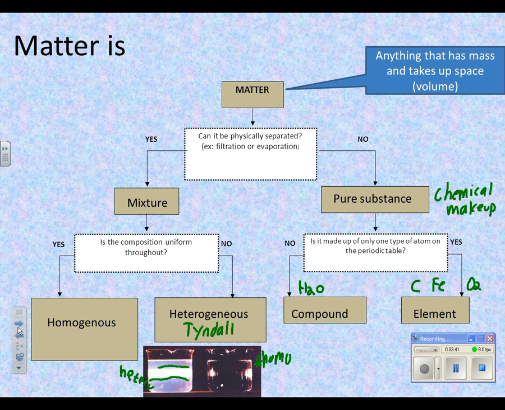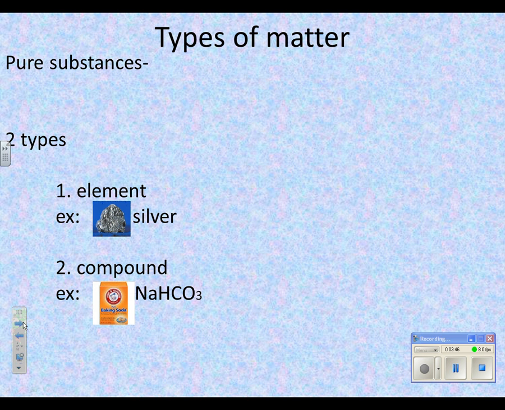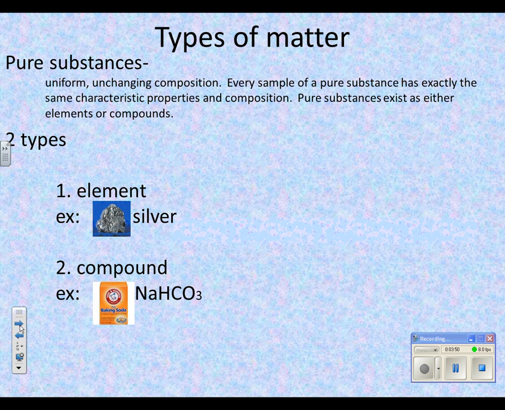So let's keep going with our separation. Let's talk about pure substances. We already know we've got two types of pure substances. Once again, they're uniform, they are unchanging. Every sample has exactly the same characteristics and properties, and every sample normally has the same balance between elements. So every compound of iron(III) oxide is going to have Fe2O3 in the same ratio.